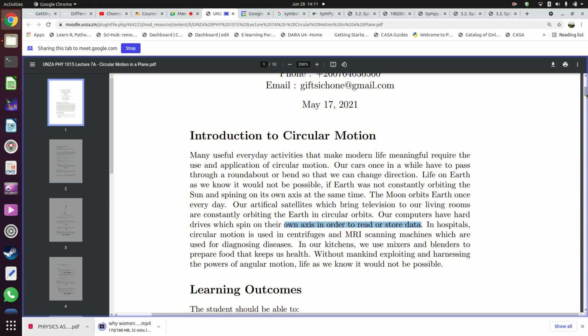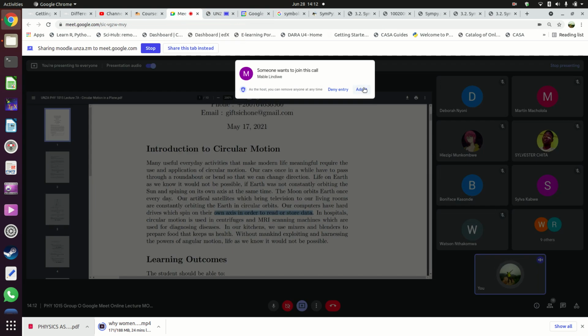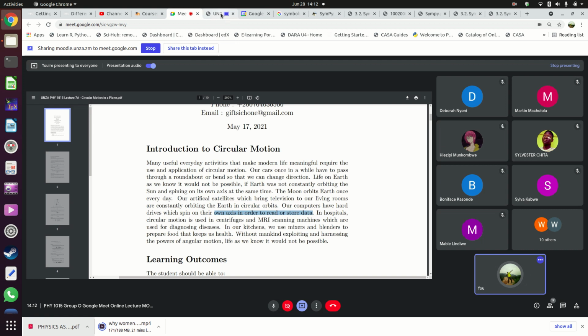Whether something is going around in a circle, like the planet going around the sun, or whether something is spinning on its own axis, like in the case of a concrete mixer, or an MRI, or blenders, it's still motion in a circle. And rotational motion has allowed us to develop new technologies and to enjoy a lot of conveniences in life. So the topic we're looking at is very, very important.